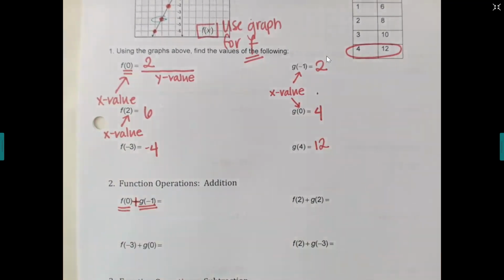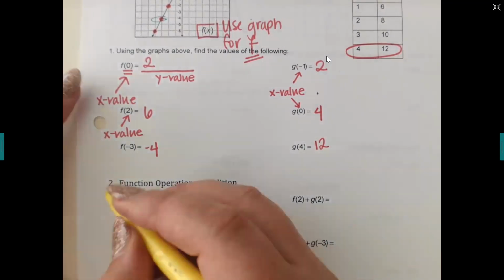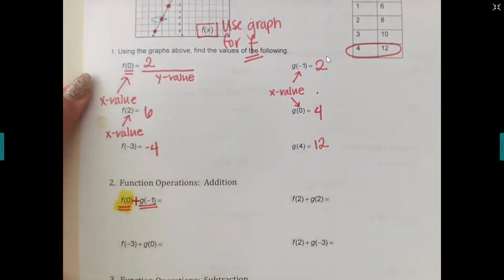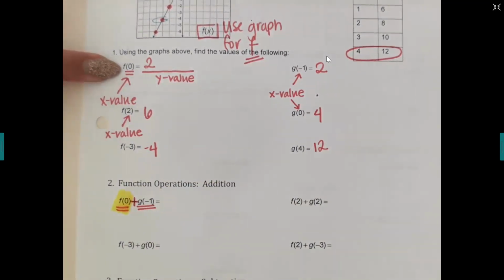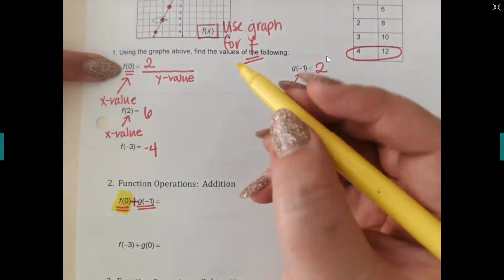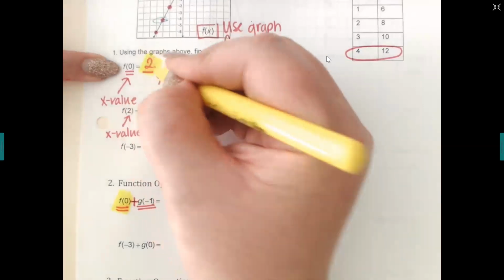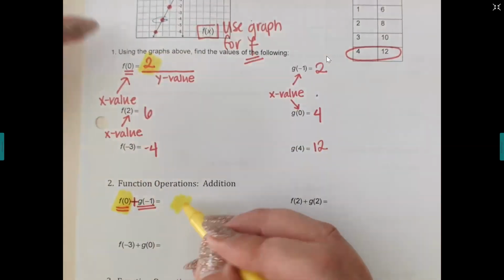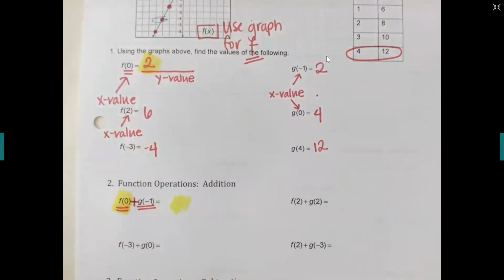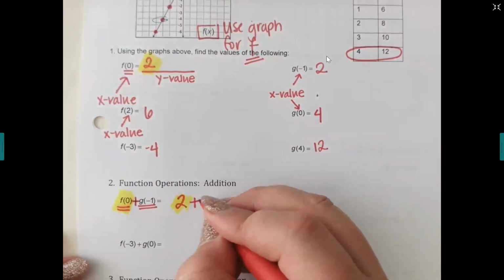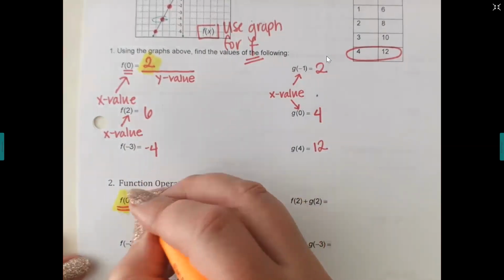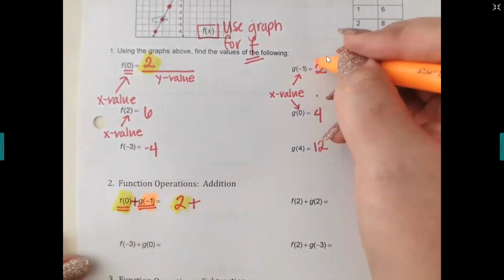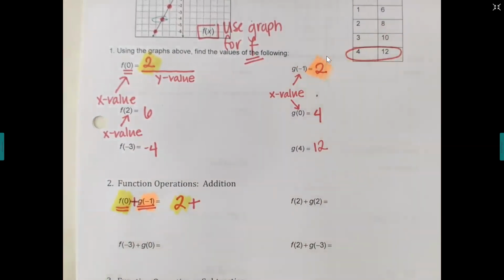Okay, I want f of 0. So did we already find f of 0 right here? What was the number for that? f of 0 was 2. Okay, and then plus, I'm looking for g of -1. So g of -1, if I look at my notes, I already did it. g of -1 was a 2 again.